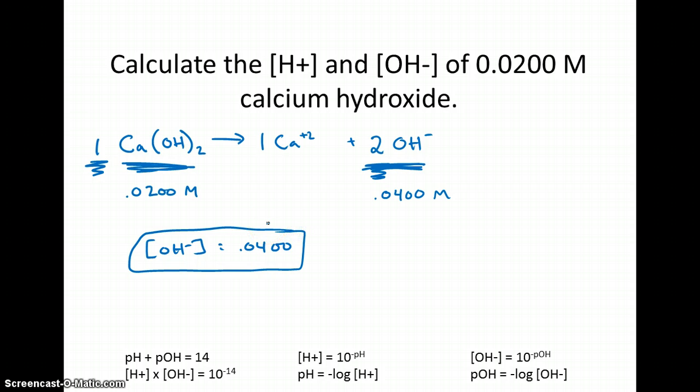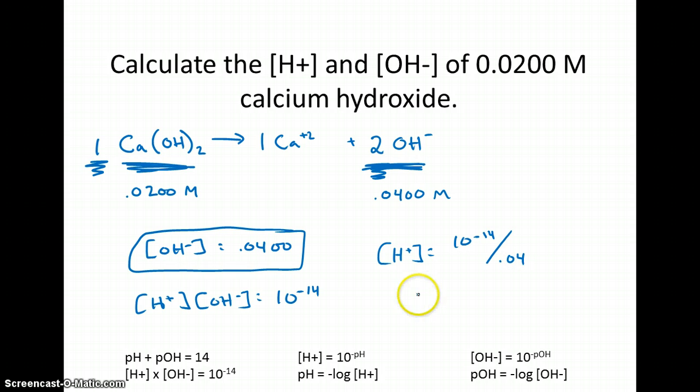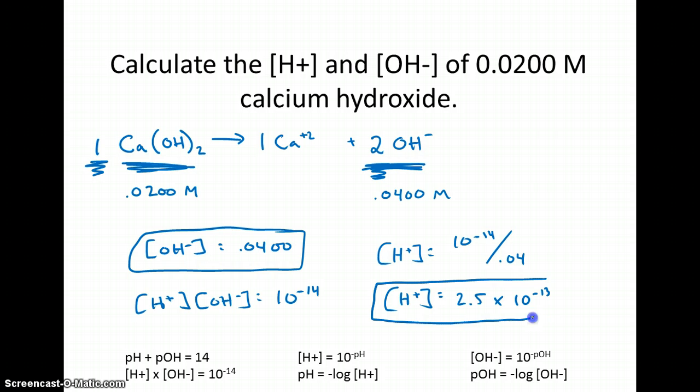Here's my first answer. And I know that H plus times OH minus is going to get me 10 to the negative 14th. If I want to solve for H plus, therefore, H plus equals 10 to the negative 14th divided by my OH minus concentration. So H plus concentration equals 2.5 times 10 to the negative 13th. And there's my other answer.